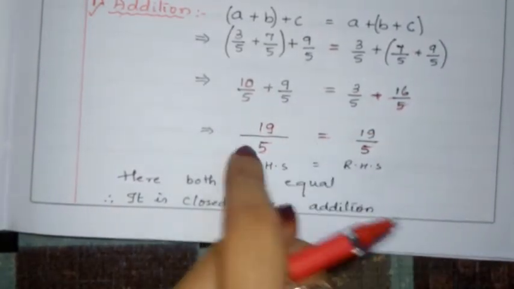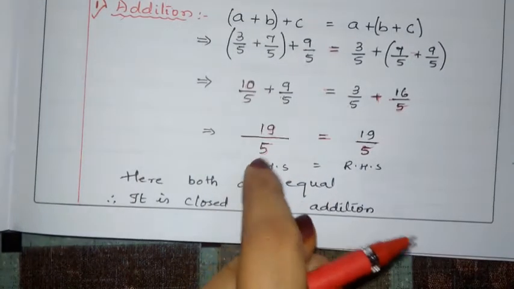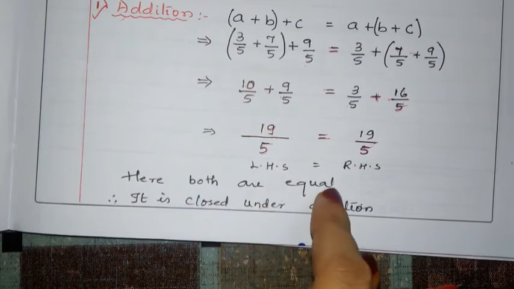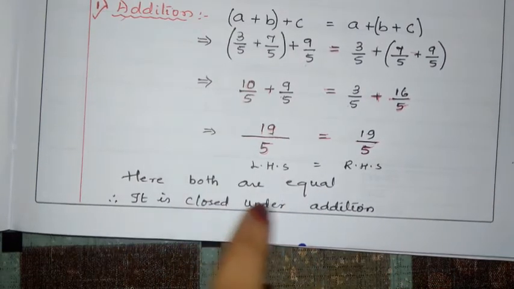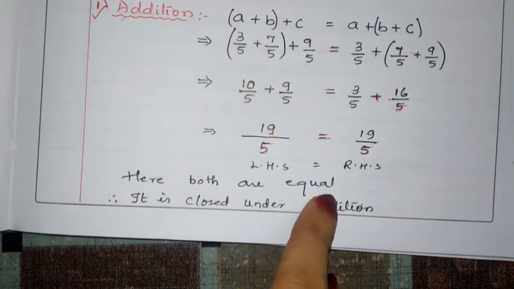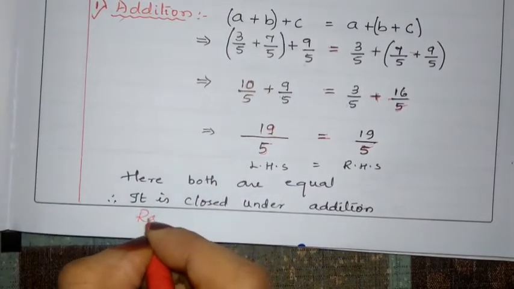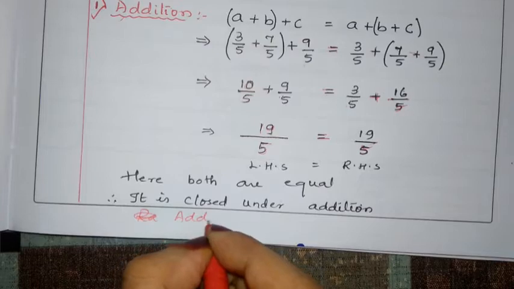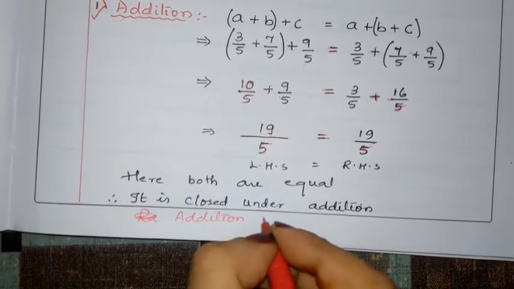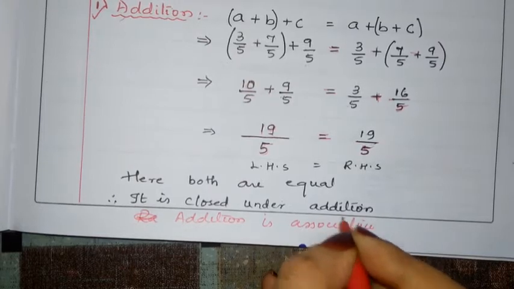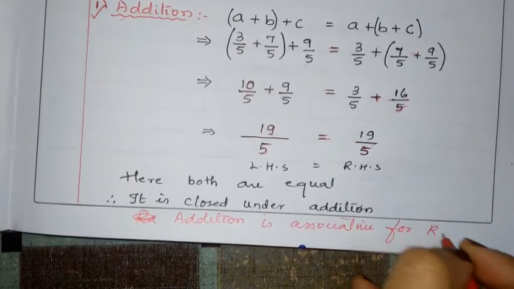Here you can see LHS is equal to RHS. 19 by 5, 19 by 5. Both are equal. Here both are equal. Therefore it is closed under addition. So for rational numbers, addition is associative. Okay.